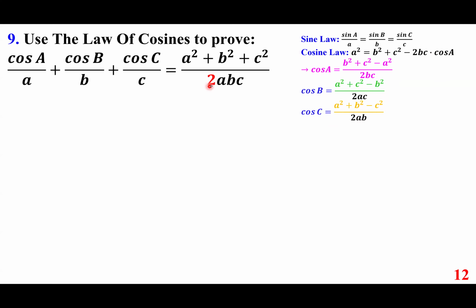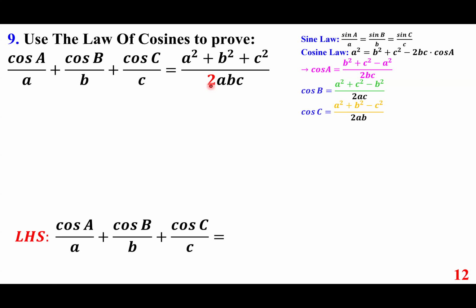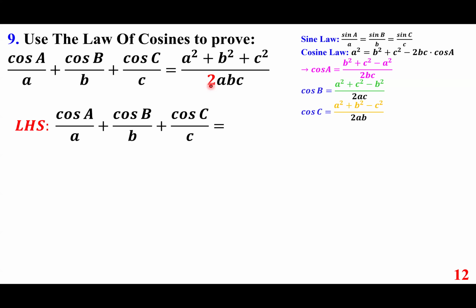When you want to prove an identity, you start from one side, normally the more complicated side. In this case, it appears that the left-hand side is a little bit more complicated. So cosine A over a plus cosine B over b plus cosine C over c. Because we want to add them up, we have to come up with the LCD. I hope you see that the LCD is abc. What is in the numerator? We are going to figure it out in a moment.